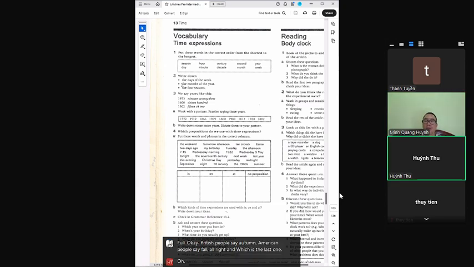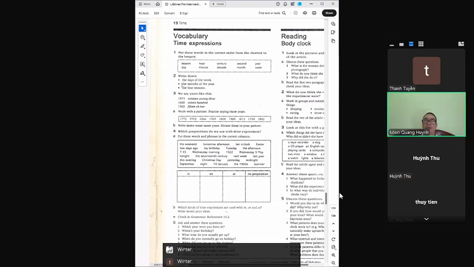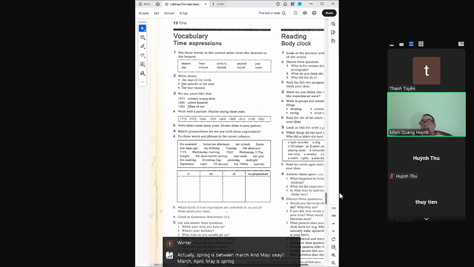Winter, okay? Actually, spring is between March and May. March, April, May is spring. Summer is June, July, August. Fall is September to November. And winter is usually December to February. So that is the 4 seasons.